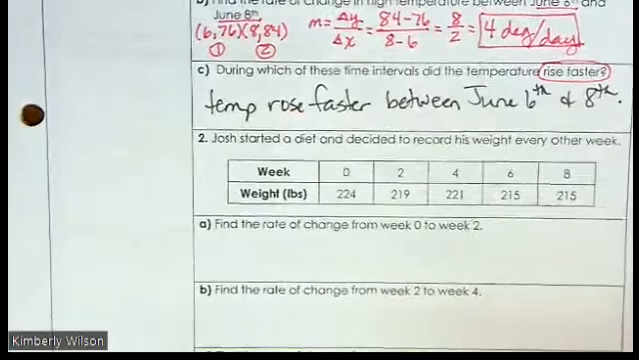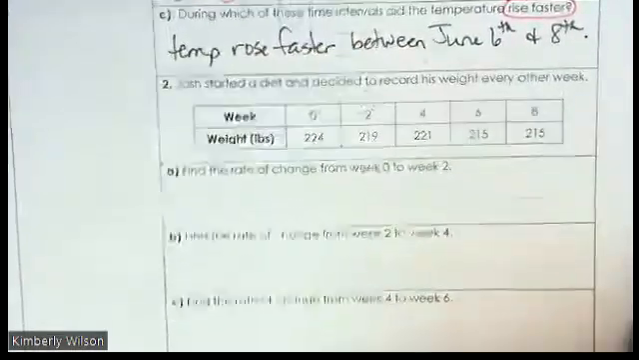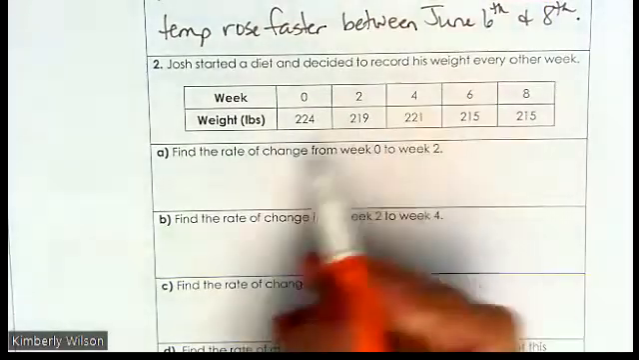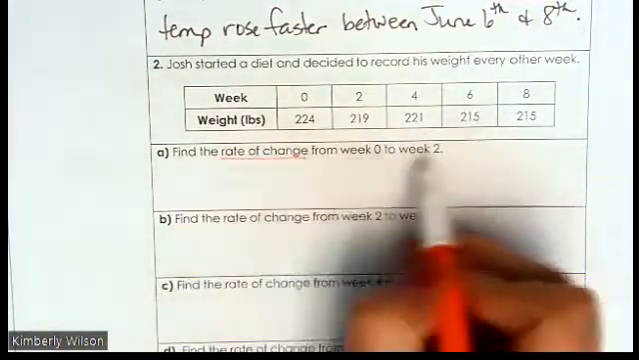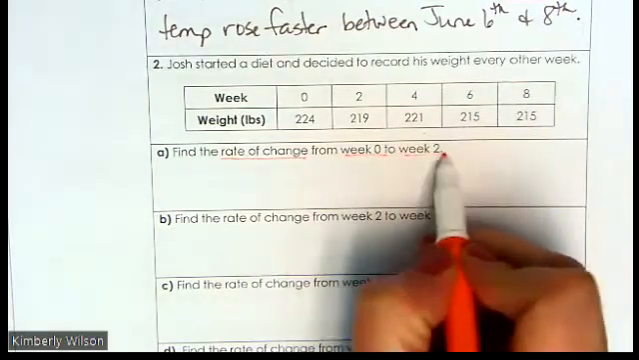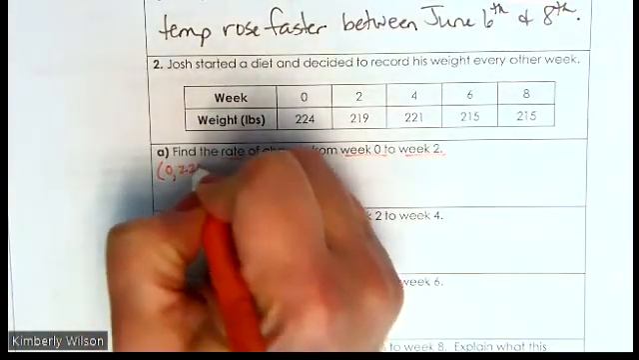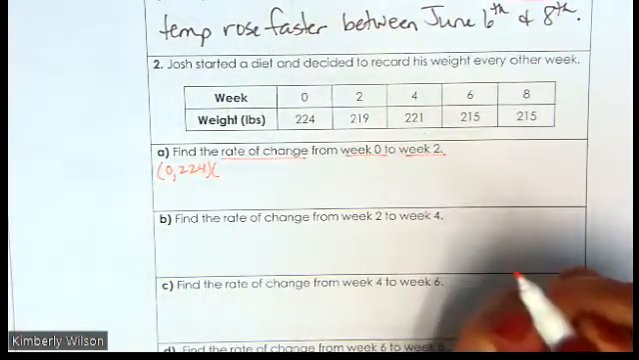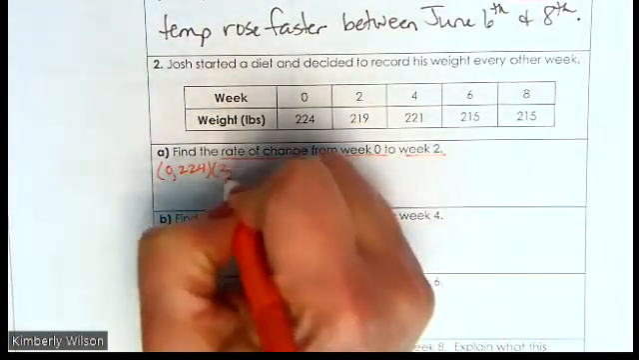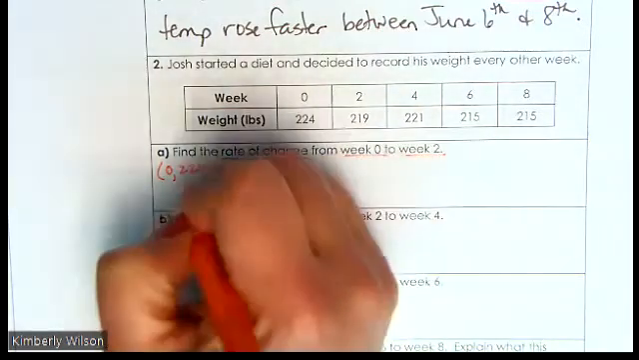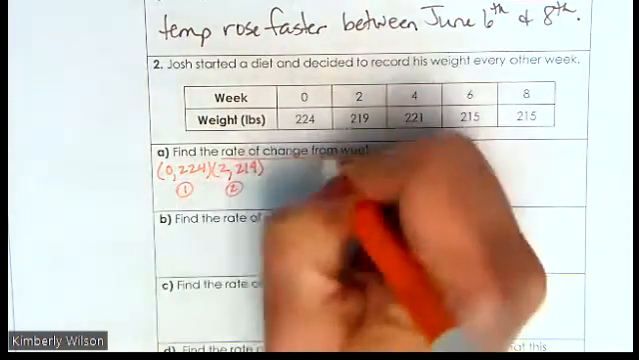So if I'm looking at 2, we're doing the same thing. I'm not going to work all of these. We're going to look at 2A and 2D. Okay, so we're trying to find out the rate of change from week 0 to week 2. Okay, so that means my points are (0,224) and (2,219). So remember, we're still doing this is x1, y1, this is x2, y2.